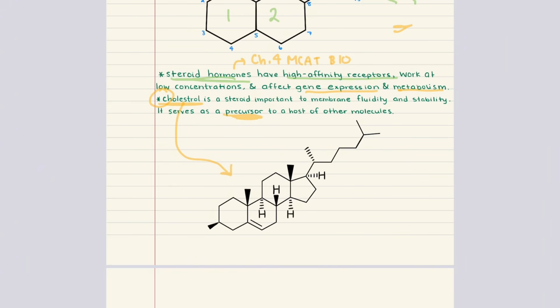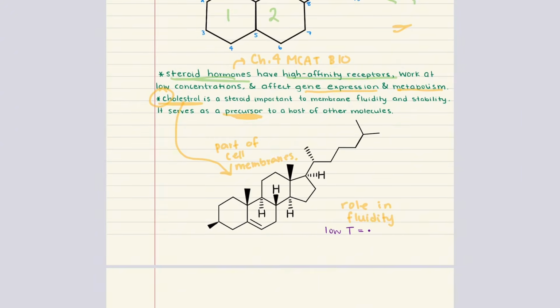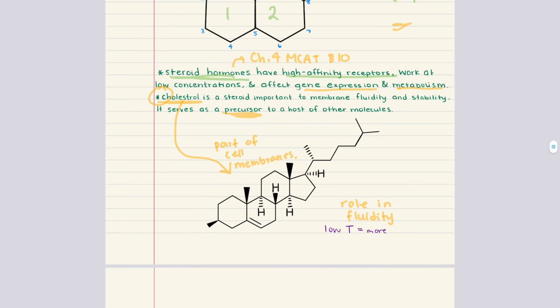Because of its rigid ring structure, cholesterol helps maintain the shape and the stability of the membrane while also playing an important role in regulating membrane fluidity. So at higher temperatures, cholesterol limits how much the phospholipids can move around. That's going to prevent the membrane from becoming too fluid or too permeable. At lower temperatures, it's going to disrupt the tight packing of the phospholipid tails, which prevents the membrane from becoming too rigid or too solid. In other words, cholesterol kind of acts like a buffer that keeps membrane fluidity in check when the temperature changes.